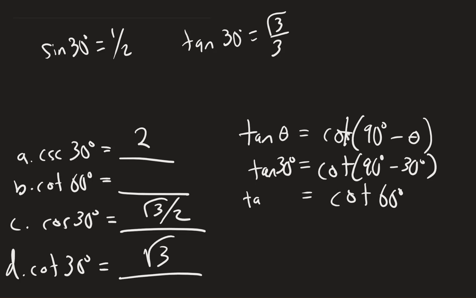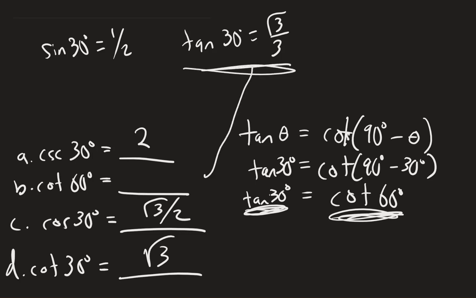And so there you go. The tangent of 30 is the same thing as cotangent of 60. It wants to know the cotangent of 60. It's the same as the tangent of 30. So if you have that cofunction identity memorized and you can see the relationship between some of those, sometimes in this instance you can save yourself a little bit of work.